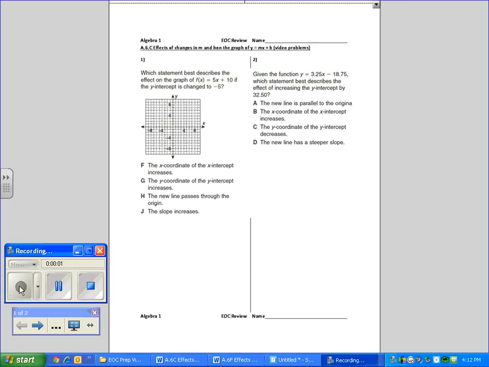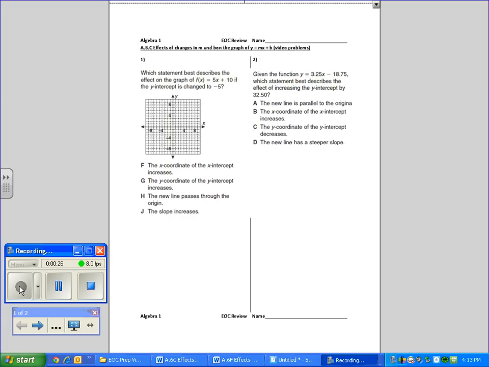This video lesson is going to be about how changes in the slope and the y-intercept affect the graph of a linear function. You should have already at this point completed the vocabulary section of your notes. You just need to fill in the words from that word bank in that vocabulary section. If you have not completed that, stop the video right now and complete that.